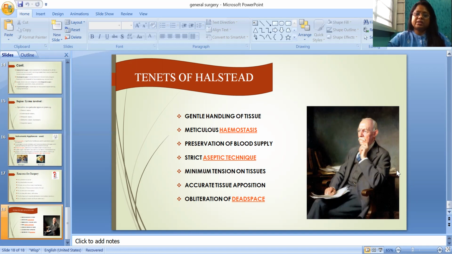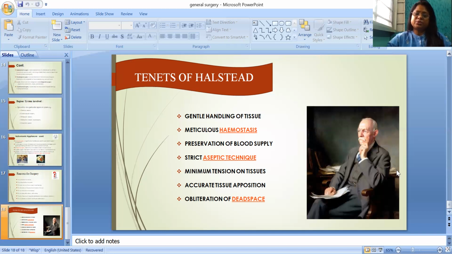Then a strict aseptic technique, okay? Under aseptic technique, there are many things. Sterilization of the surgical part, then sterilization of the OT, then sterilization of the surgeon's hands. Okay, so these include sterilization of instruments, right? Sterilization of your gown, sterilization of the OT. That comes under aseptic technique.